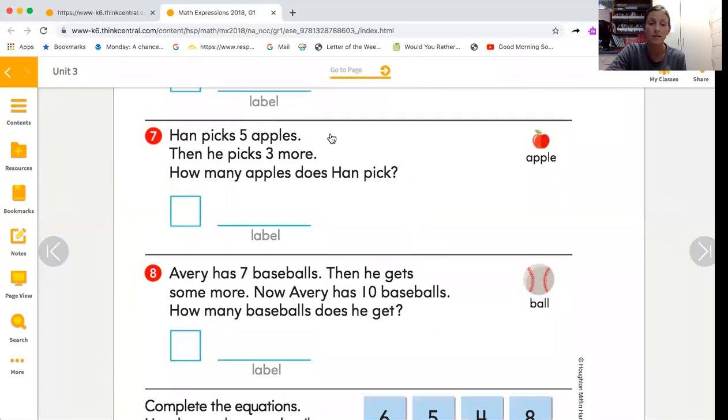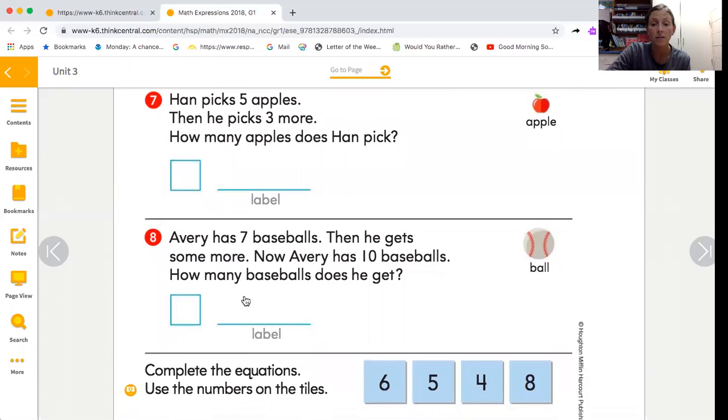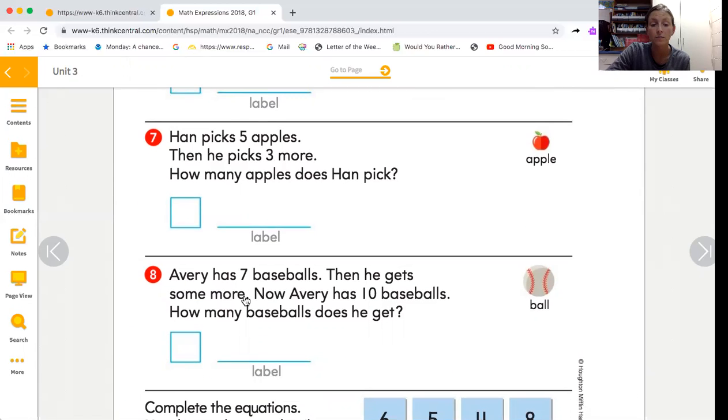Our next problem is Han picks 5 apples. Then he picks 3 more apples. How many apples does Han pick? Again, it's a situation equation. It's telling you exactly what you need to do. Write the equation over here, please, so I can see your thinking. Han picks 5 apples. Then he picks 3 more. How many apples does Han pick? Go ahead, pause to solve.